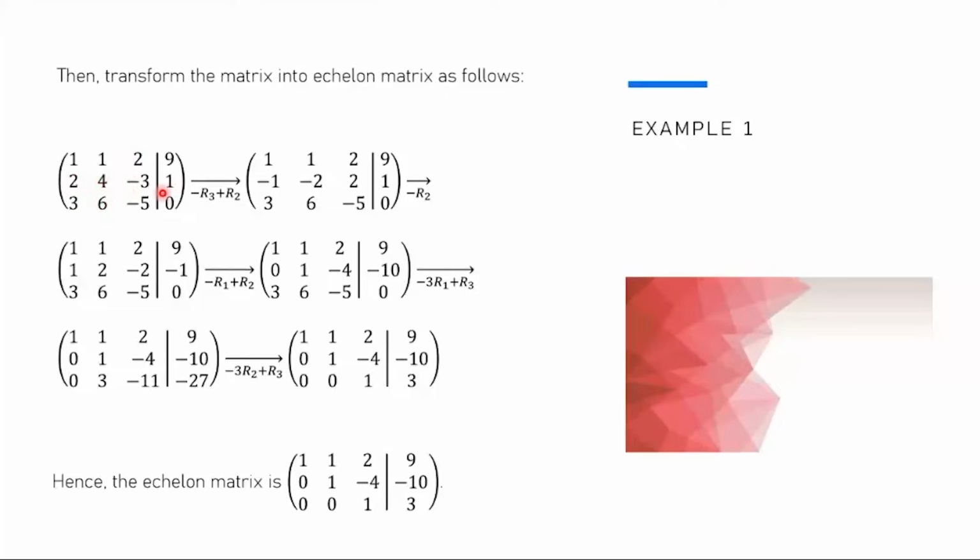The first step here, we're going to find the leading one for the second row, where we will subtract R2 from R3, and then afterward, we're going to make it negative. So we will get 1, 2, negative 2, negative 1.